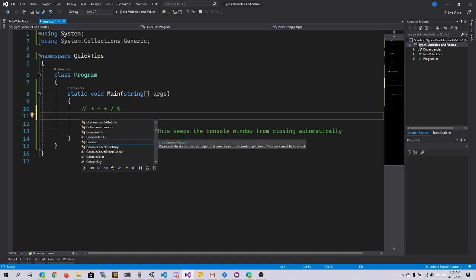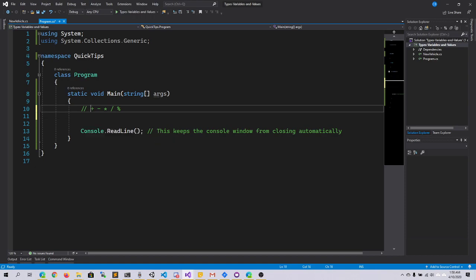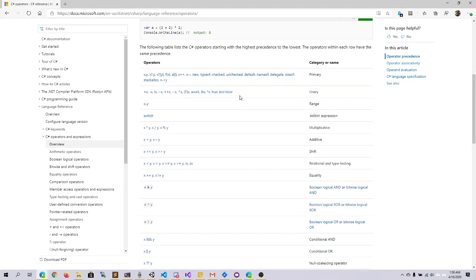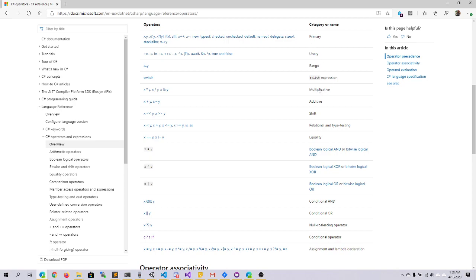Now to keep things simple, additive operators are both plus and minus. Multiplicative operators are multiply, divide, and modulo. And the reason for that is simply that's how C#'s documentation classifies them. Now, if you want to see, there are a lot of other operators besides just the multiplicative and additive ones. This is all part of Microsoft's docs.